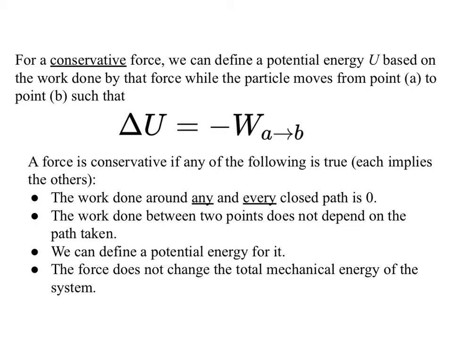For a so-called conservative force, we can define a potential energy U based on the work done by that force while the particle moves from point A to point B. So we have just an A and a B, and we take some path, and we define the potential energy such that the change in potential energy from A to B is minus the work done from A to B. Remember, of course, that delta always means this is U of B minus U of A.